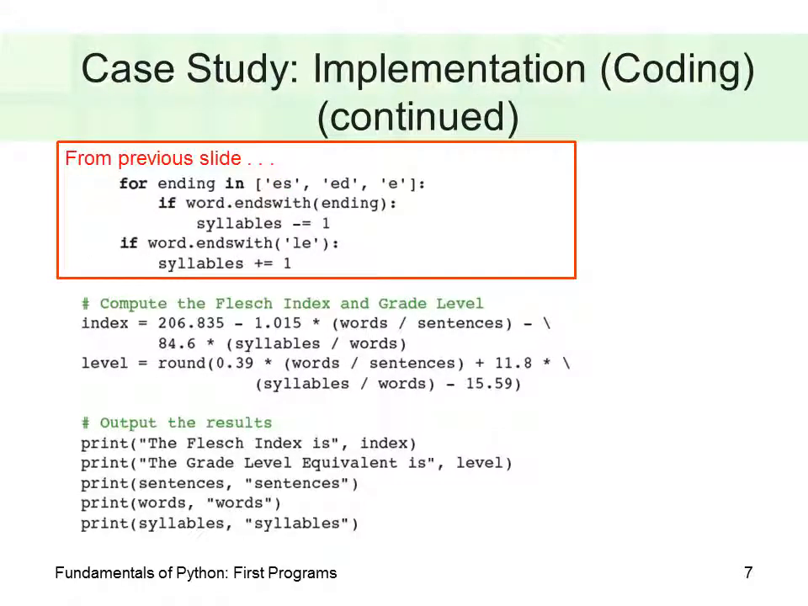We have the term 206.835 minus 1.015 times words per sentences. So we have a term, we have a factor, right? We have another factor. So we have a words per sentences factor, a syllables per words factor, and a flesh index term. I would expect when you were encoding this that you would actually make all of these named constants.